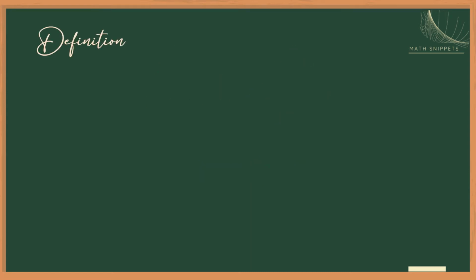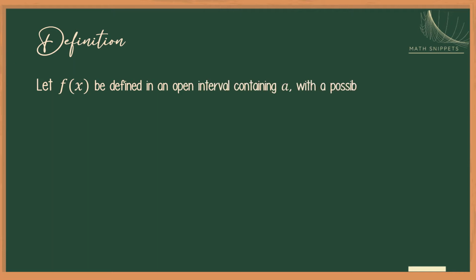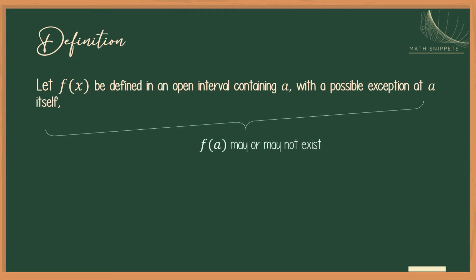Define limit formula. Let f of x be defined in an open interval containing a, except possibly at a, or with a possible exception at a itself. This means that f of a may or may not exist, meaning f will have function values at every point in the interval except when it is at point a, but it may also have a function value.